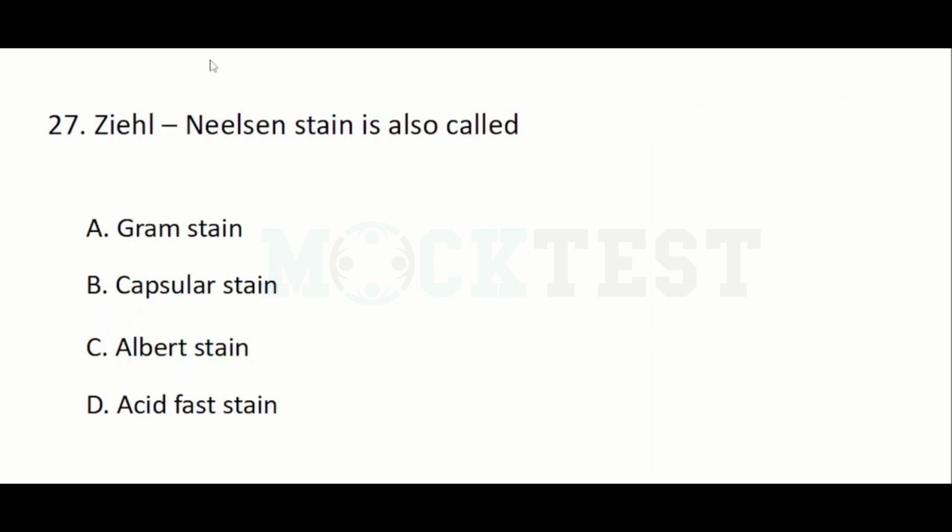Next question. Ziehl-Neelsen stain is also called option A Gram stain, option B capsular stain, option C Albert stain, option D acid fast stain. The answer is option D acid fast stain.